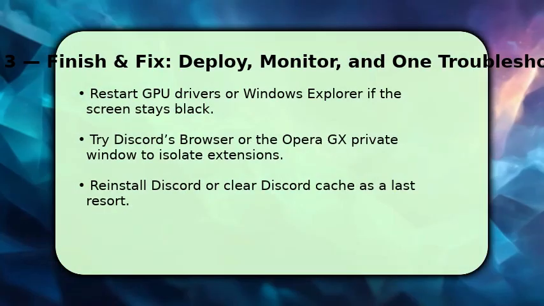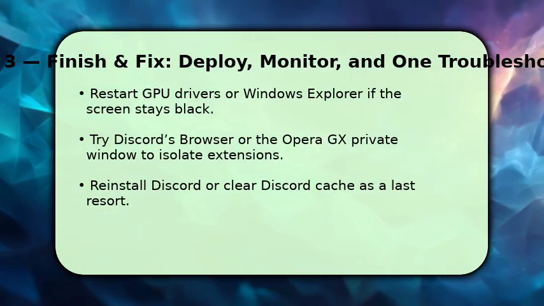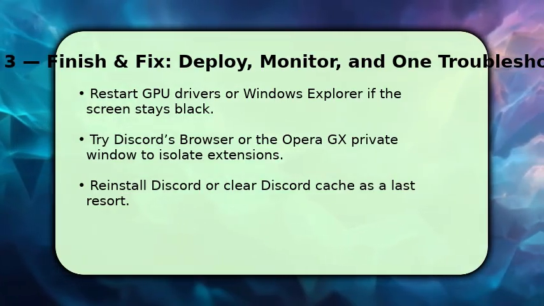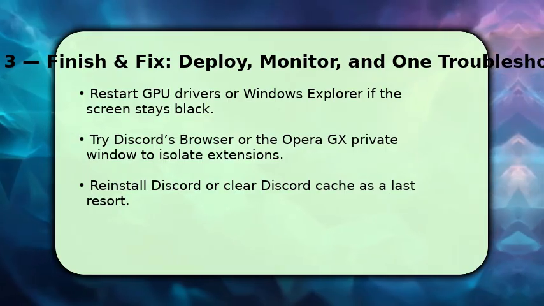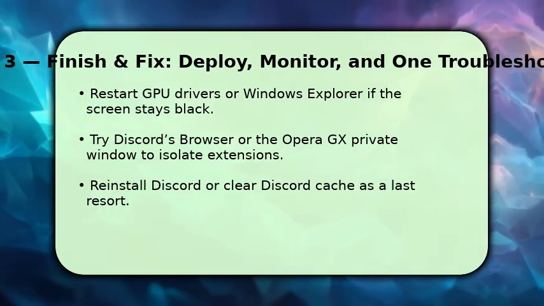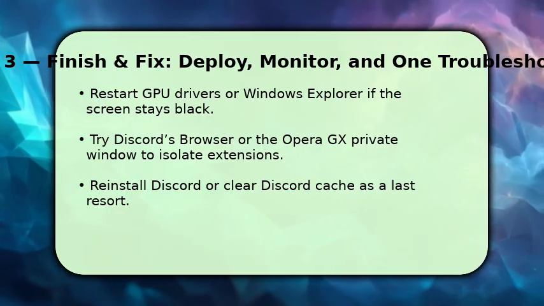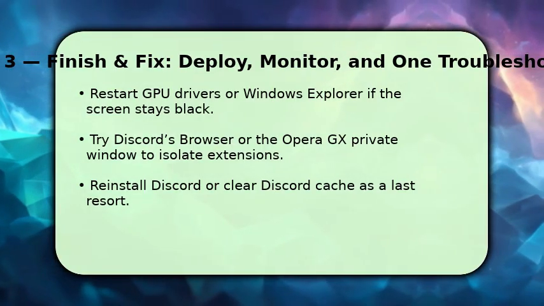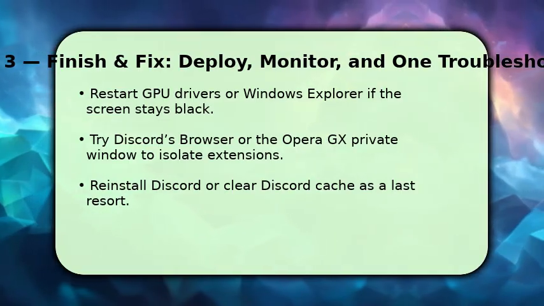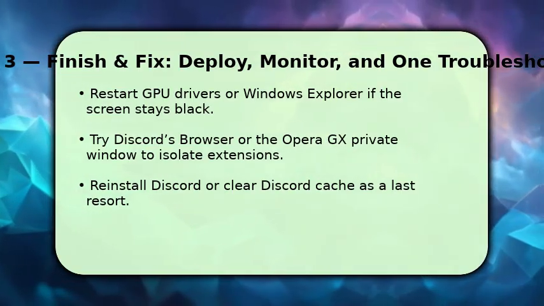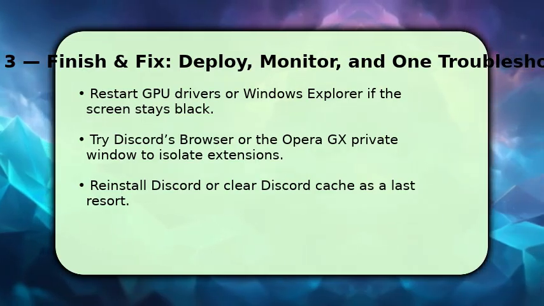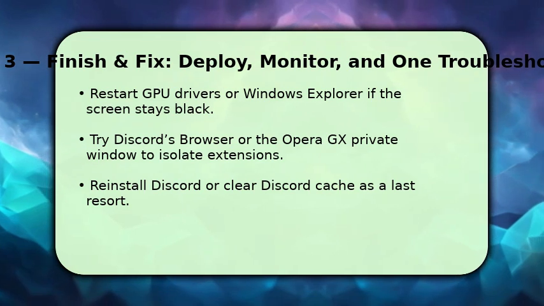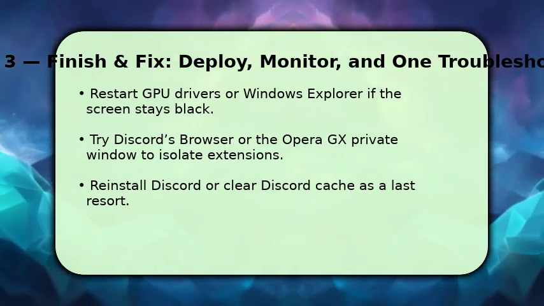settings. To finish, test sharing. If you still see a black screen, restart your GPU drivers or restart Windows Explorer to reset capture hooks. If problems persist, try sharing from Discord's browser client or open Opera GX in a private window to rule out extensions. Extensions can block capture. Make sure both apps use the same GPU. As a last resort, clear Discord's cache or reinstall the client. This resolves corrupted capture modules. Remember, if sharing works in a new profile, extensions or cache were likely the cause.